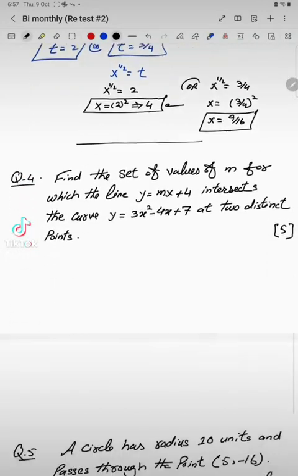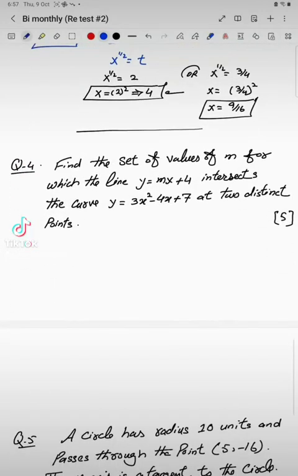Next question. Find the set of values of m for which the line y = mx + 4 intersects the curve at two distinct points. As the property of two distinct points, the discriminant must be greater than 0. This is the property of two distinct points of intersection.